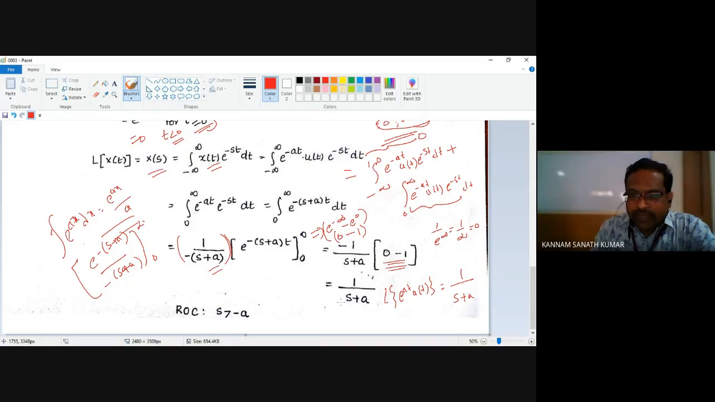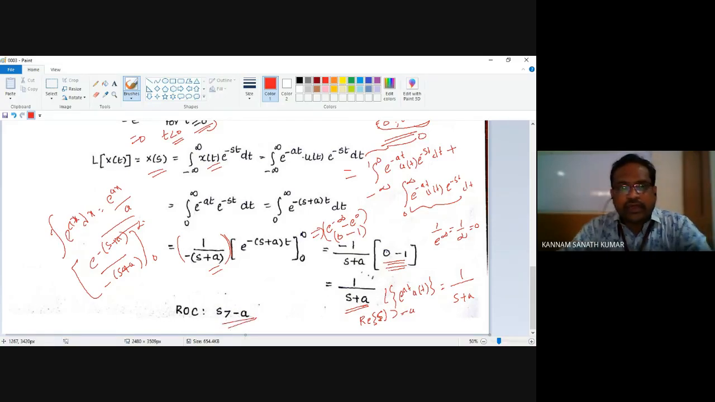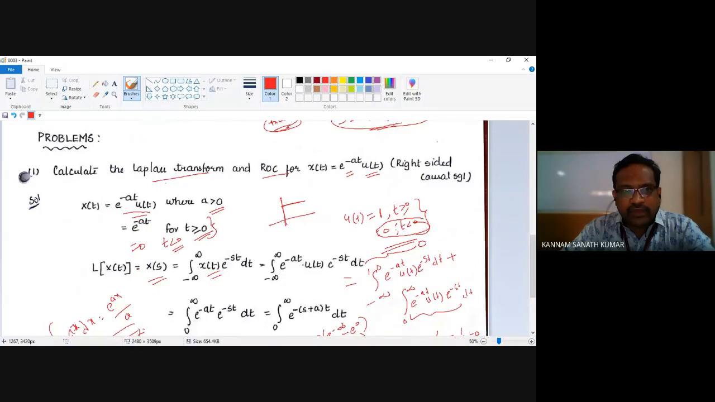And this should be convergent. The ROC for this is the real part of s greater than minus a. Only then is this signal convergent. So the ROC is when the real part of s is greater than minus a, then only the signal is going to be convergent. Like this you can find the Laplace transform of the basic signal e^(-at) u(t).